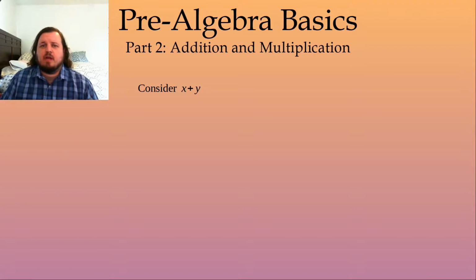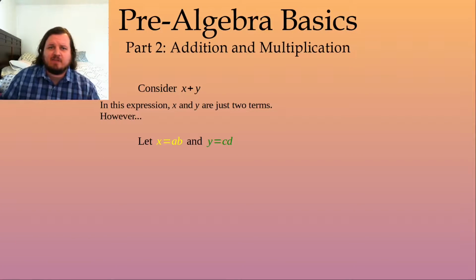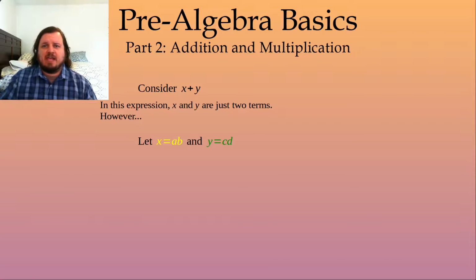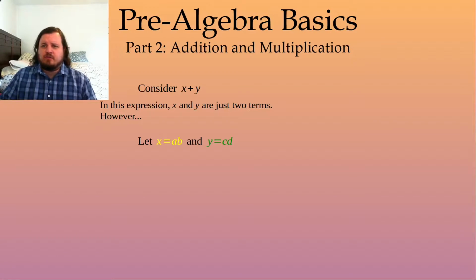However, remember that a term is actually a collection of factors. So we're going to define x as the product of a and b, which are factors. In other words, we're just showing that x is made of these two factors, a and b. And then we're also going to define y as the product of c and d. So these are the two factors that make up y.